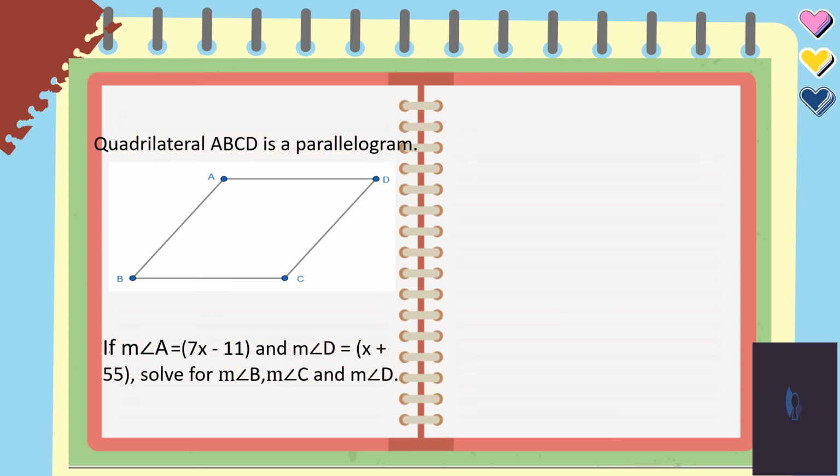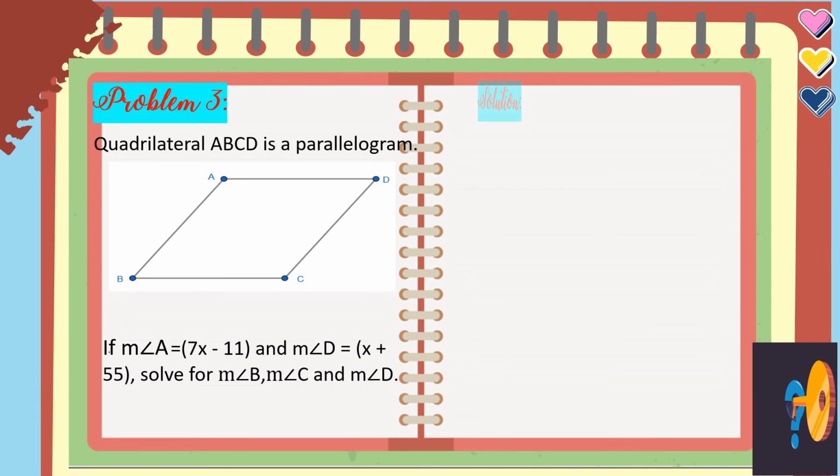Problem number 3. If the measure of angle A is 7x minus 11 degrees and the measure of angle D is x plus 55 degrees, solve for the measure of angle B, the measure of angle C, and the measure of angle D.